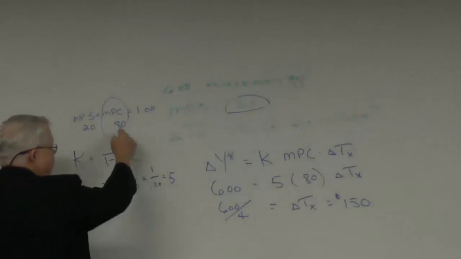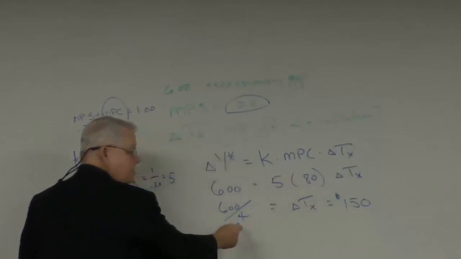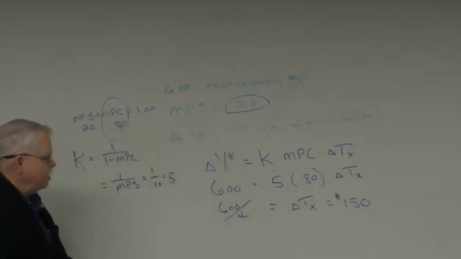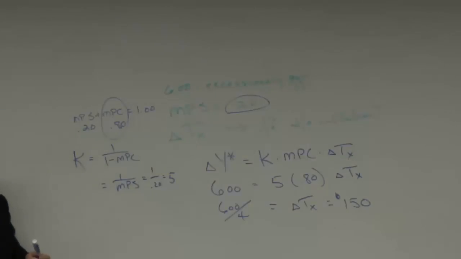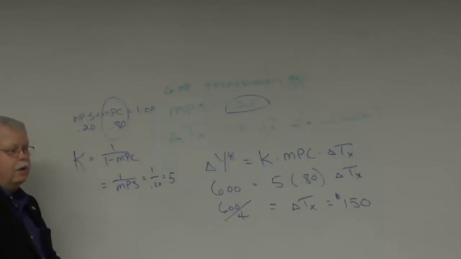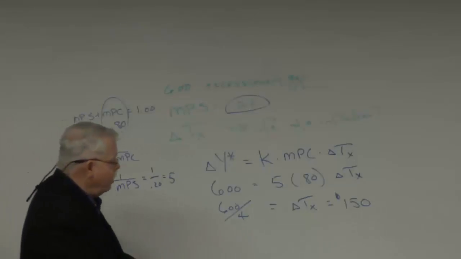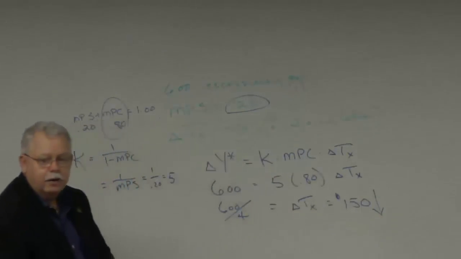And we know the MPC because we figured it out. We plugged that in. 80% of 5 is 4. 600 divided by 4 is 150. How are we doing so far? Any questions? Any hesitation? You need to decrease taxes by? That's my next question. You want to decrease taxes or increase taxes? Well, you're in a recession. So you want to decrease taxes so people have more money to spend, so we want a $150 tax cut for the economy.